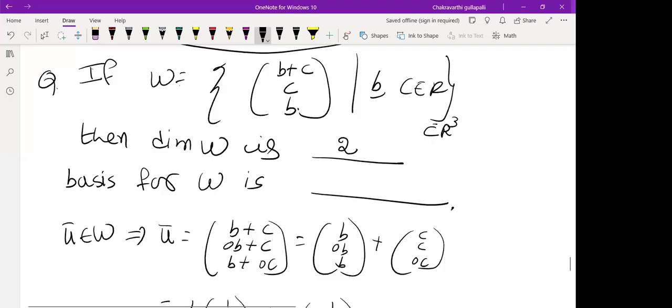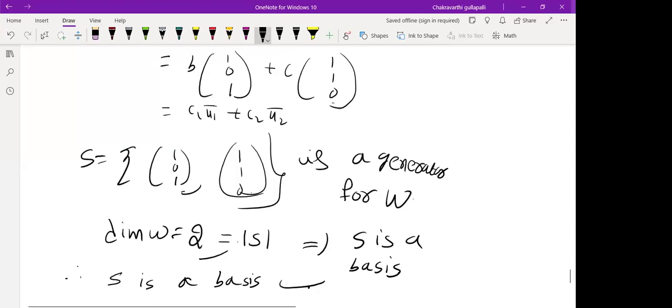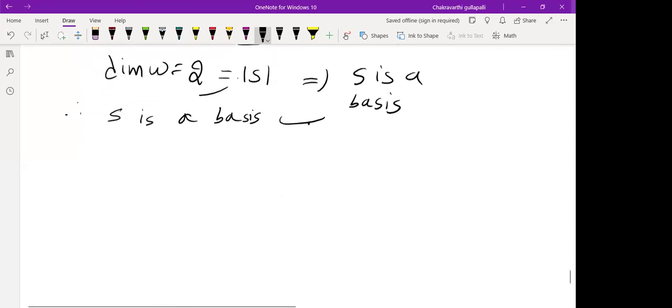So for finding the dimension you need not do all this. Directly the number of free variables will give you the required dimension. So for W, what is the basis now? We got it as 1, 0, 1 and 1, 1, 0. That's it.